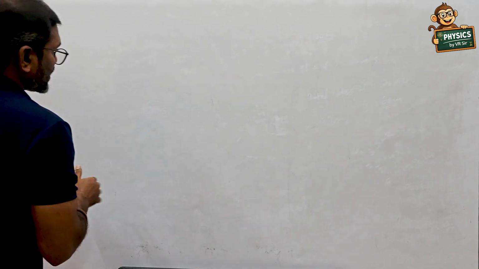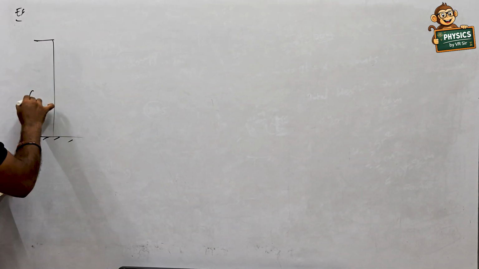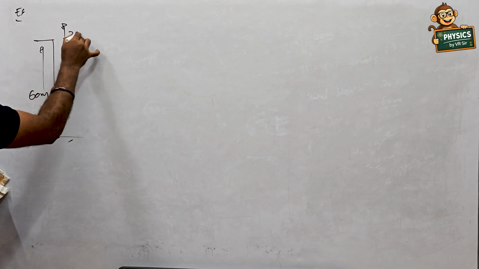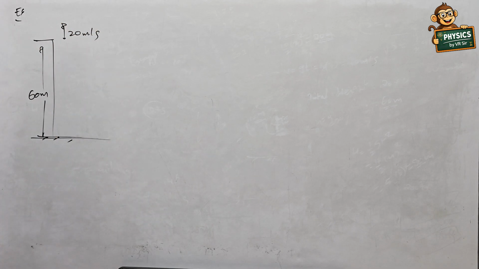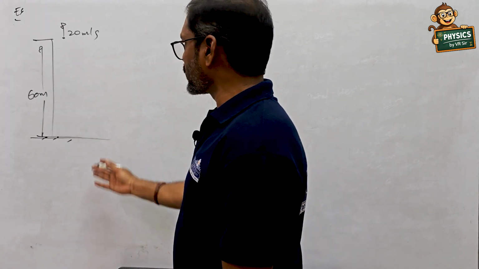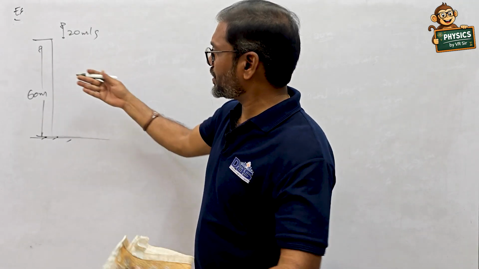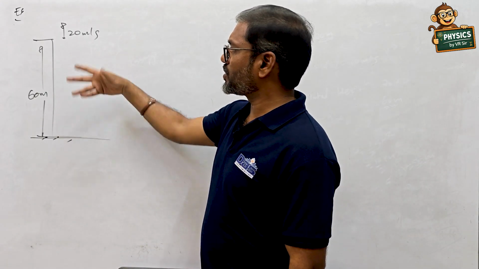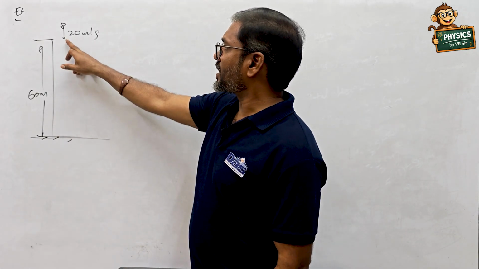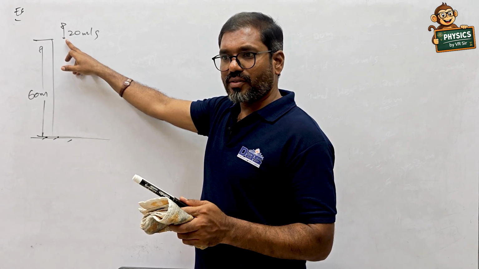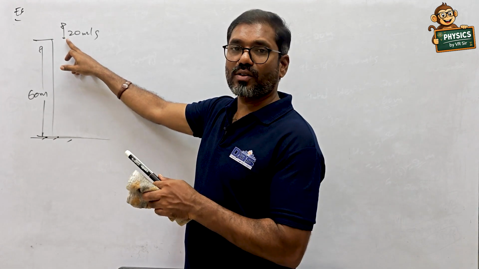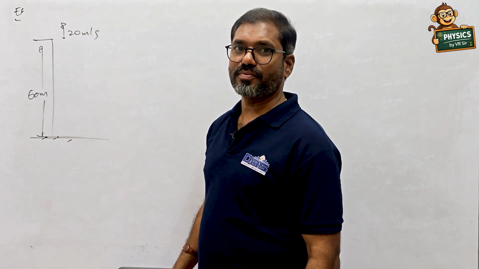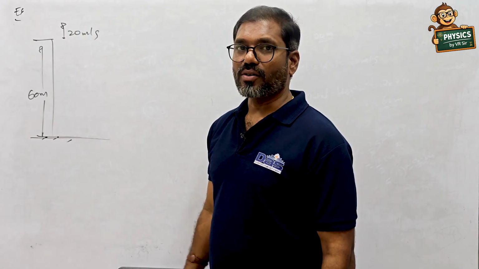So next example. The height of the building is given as 60 meters, and the object is thrown with 20 meters per second. And what are the questions they can frame for us? Here I am asking one or two questions, but you should be aware of the complete picture of the motion of the body. What is meant by the complete picture of the motion of the body? Once it starts its journey, you should answer what is the velocity of the body at any time and where is the location of the body at any time. That's all. So that you can work it out.